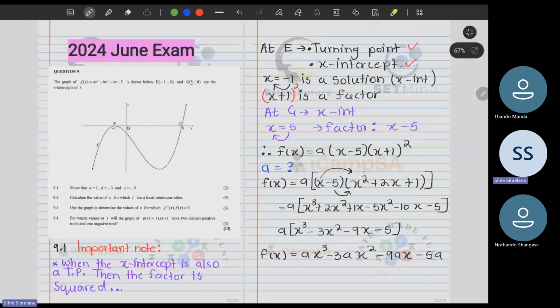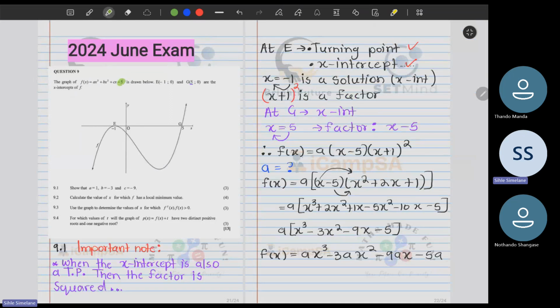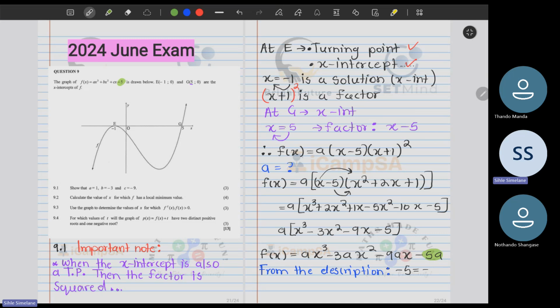So we don't have the a, but if you look at our problem, we were told that we have minus 5 there. So meaning minus 5 must be equal to minus 5a. So if you look carefully from the description, you'll see that the constant term at the end should be minus 5. So we should have minus 5, and here we have minus 5a, which means a equals 1, okay? Because when you divide by minus 5 both sides, you end up getting a equals 1.